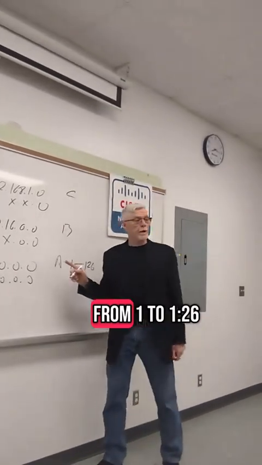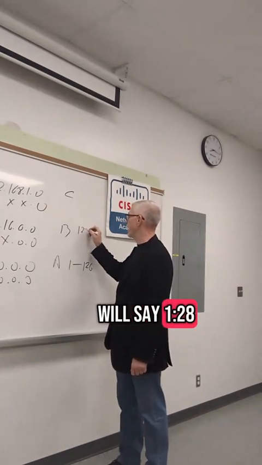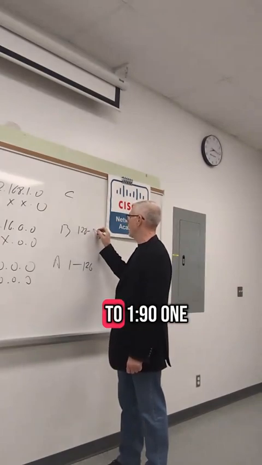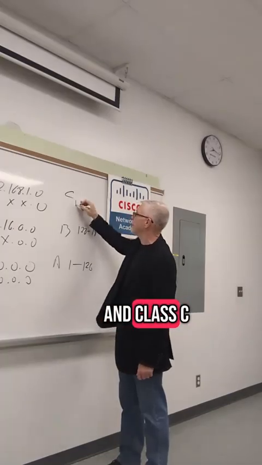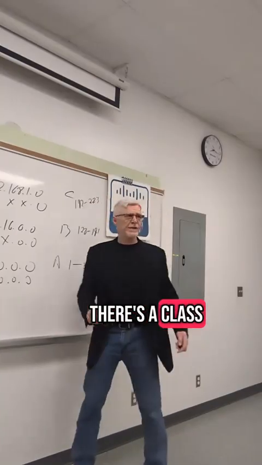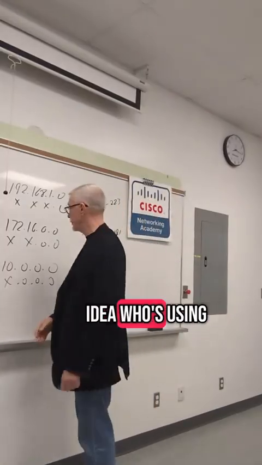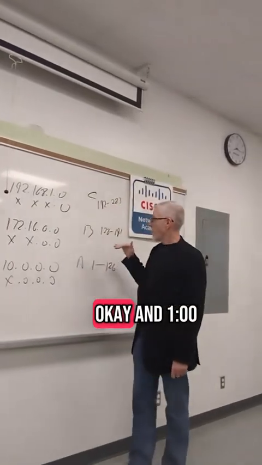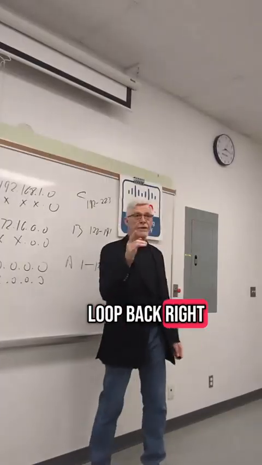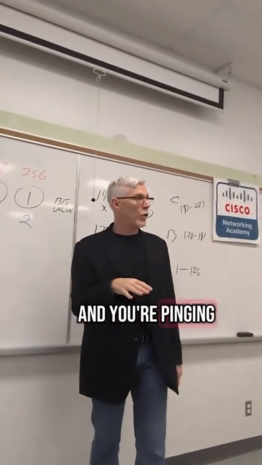So A runs from 1 to 126. B runs from, we'll say, 128 to 191. And Class C runs from 192 to 223. There's Class E and Class D, but we don't use them. They're for research or something. I don't know. Skynet's using those. I have no idea who's using those things, right? Okay. And 127 is loopback, right? Because if you ping 127.0.0.1, you're pinging your own NIC card and you're pinging home, right?